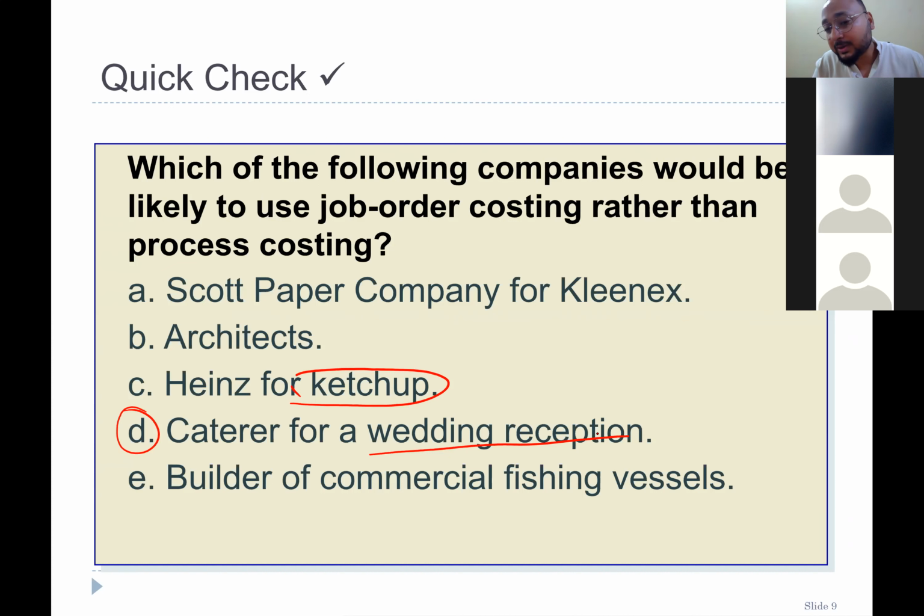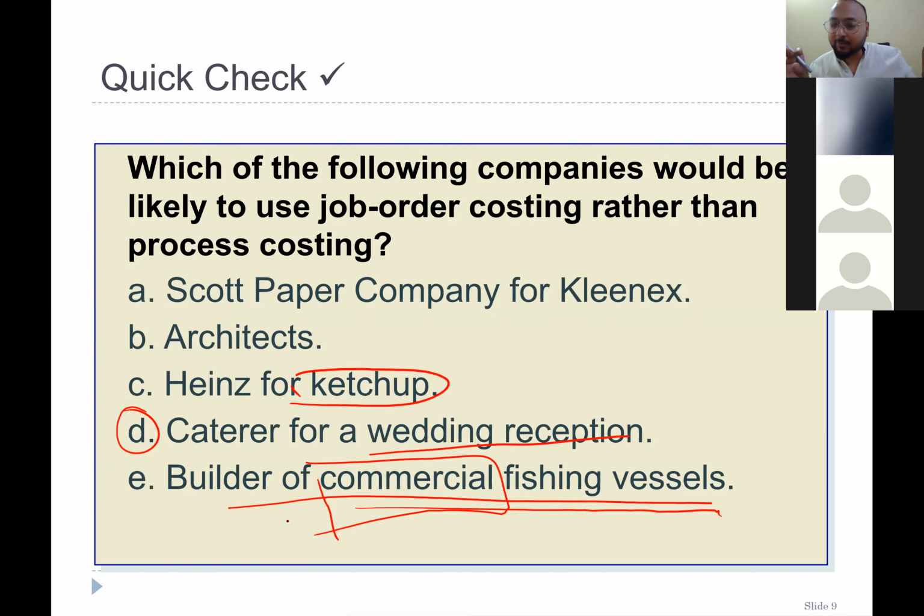The last one is builder of commercial fishing vessels. Job order. Junpyo, Subhan, Coco, comment about it. Process? When you say vessel, it's like a boat, right? For commercial fishing. I don't know, if they deal with several companies, then it might be job order costing. I don't know. It might not be the same. Job order. No, it is process costing. Why? Because they are building commercial fishing vessels, making the same type of model for fishing purposes.